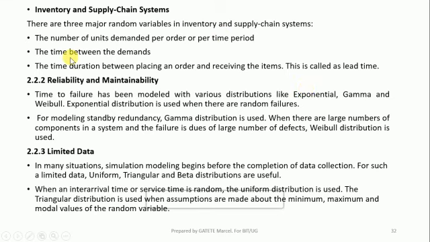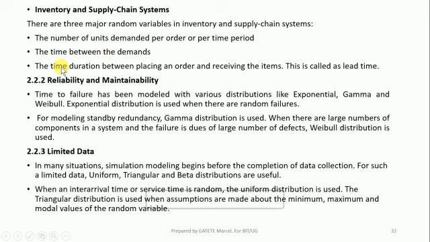Or we can also calculate the time between demands. This is a random variable. The time between the demands will also be a random variable. Why? Because you can't predict what will be the time between two demands. It will depend on the customers.